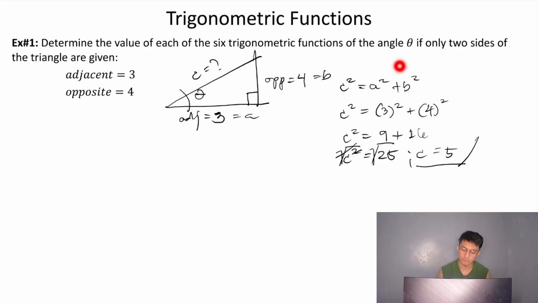Alam na natin ngayon yung value ng C, which is 5. Ayan po siya. So, now, kompleto na yung ating values for each side ng right triangle natin. We can now solve for all the 6 trigonometric functions. Let's start first with the sine theta.